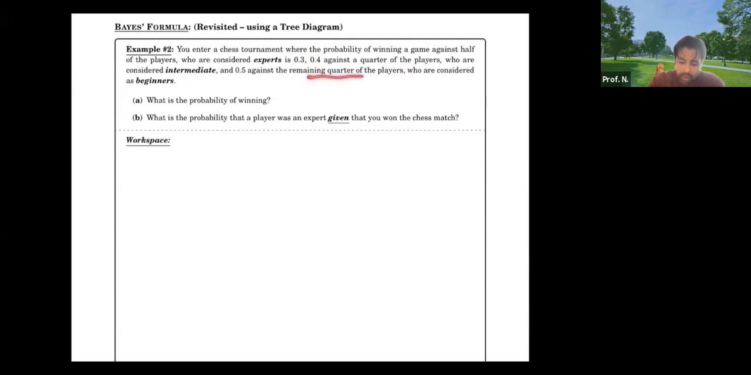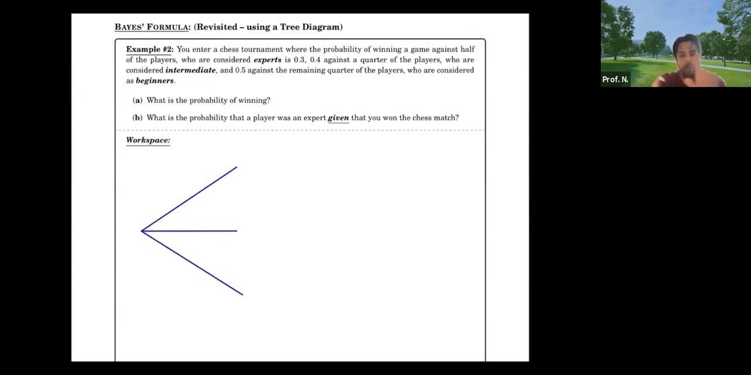And the remaining quarter of them, so we have a chess tournament, half of them are experts, a quarter of them are intermediate players, and a quarter of them are beginners. And we have a 50-50% chance of beating those players. So the question first becomes, what is the probability of just winning a match? So how do we go about doing this? Well, tree diagram. So let's draw a tree diagram.